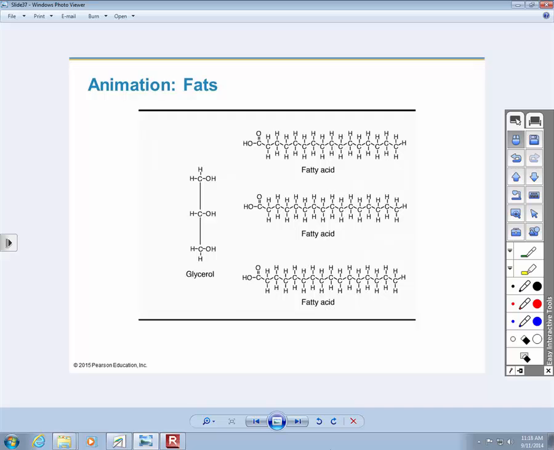And they are completely covered with these hydrogens, completely covered. That means they're saturated. Saturated means as full as it can possibly be.